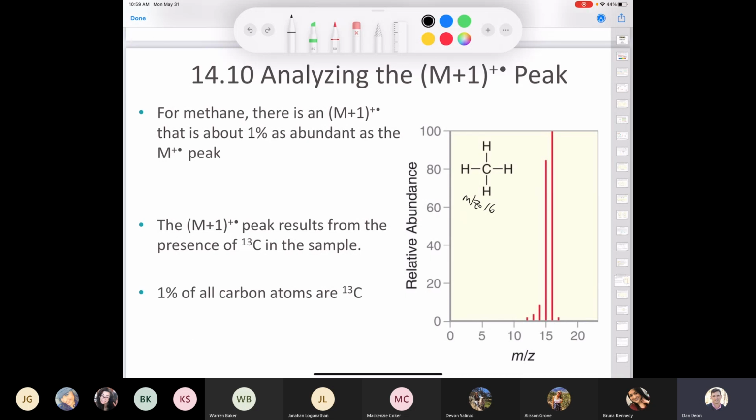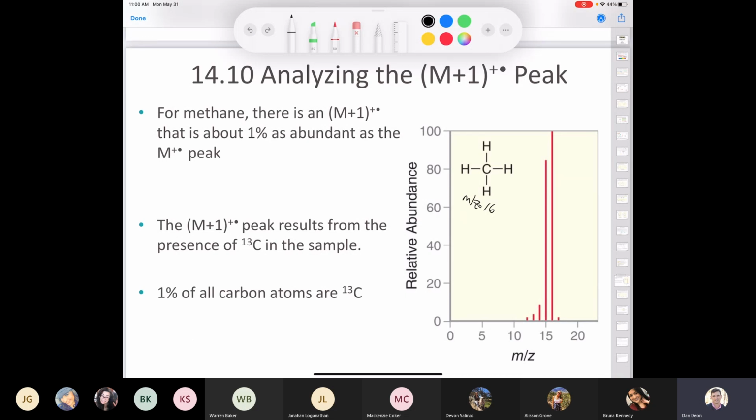Hopefully you remember that about 1% of all carbons, roughly 1.1% of them, are carbon-13. So every one out of 100 carbons is going to have a mass of 13. Carbon-13 weighs 13 instead of 12. So if your molecular ion has a relative abundance of 100, and there's only one carbon in the molecule, that means that 1% of them should have carbon-13. So the height of that peak is about 1% as much as the other peak.